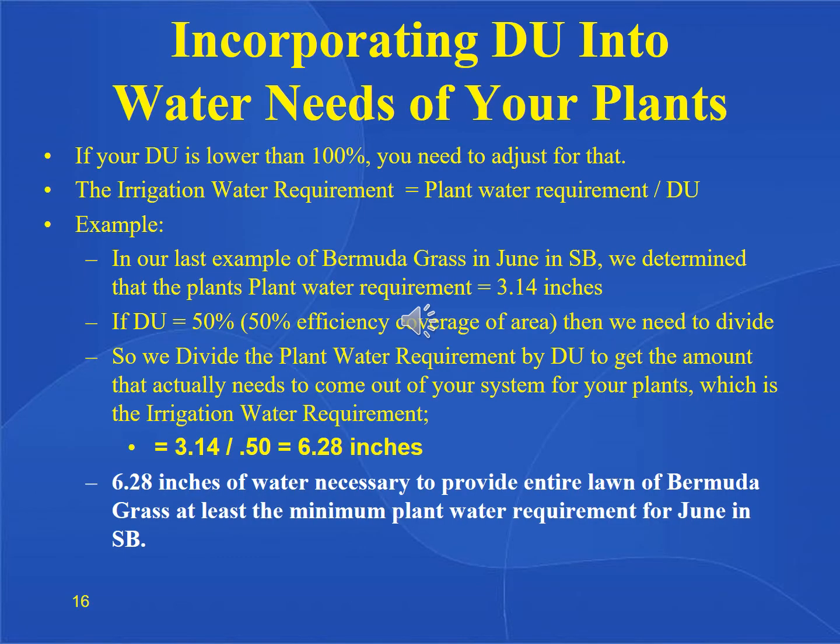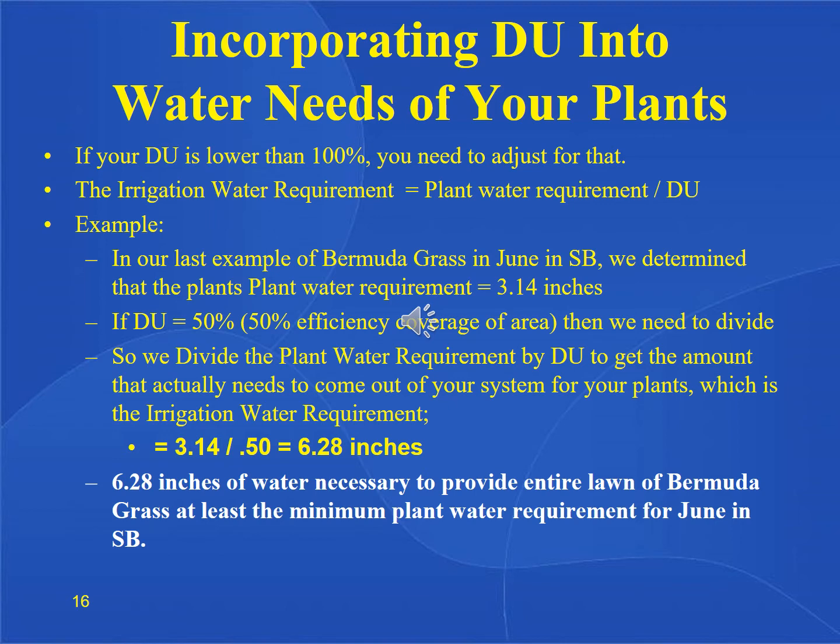If your DU is lower than 100%, you need to adjust. That means you might have to have your system on a little bit longer if some areas get less water than others in your irrigation system. So in this example, using our last example of a Bermuda grass lawn in June in Santa Barbara, we determined that its plant water requirement is 3.14 inches. It was 5.24, but then we multiplied it by the crop coefficient, and now we know that 3.14 inches need to be replaced, are lost in June in Santa Barbara and need to be applied through your system.